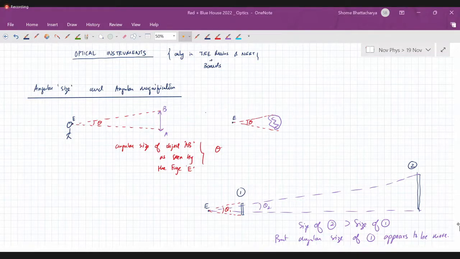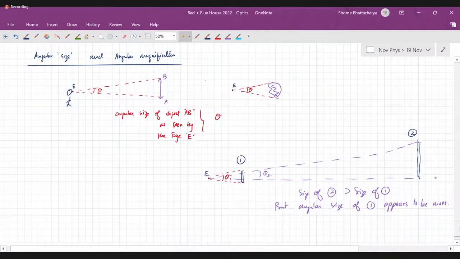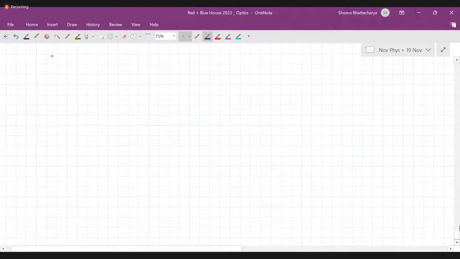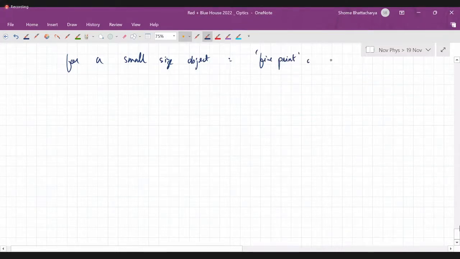Okay, so now, along with this concept of optical size, I mean angular size, we also need to understand another concept of least distance. Actually, before that, understand that for a very small size object, like when we are observing fine print on paper, or observing something microscopic like a dust particle or something.